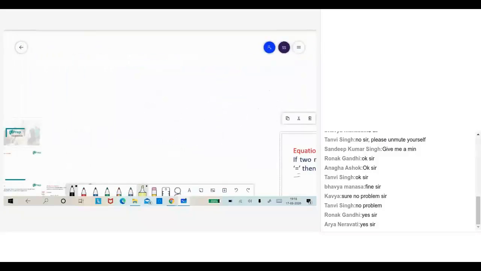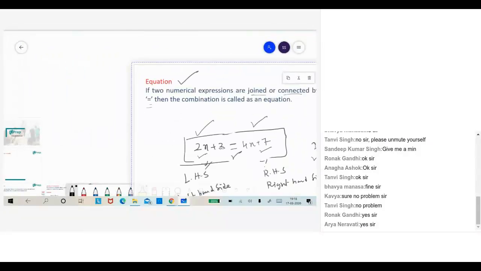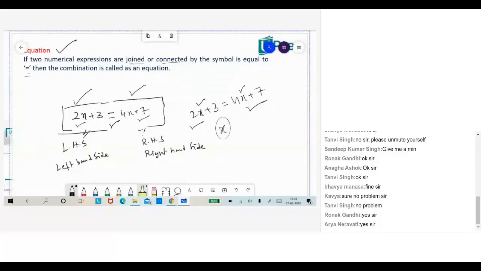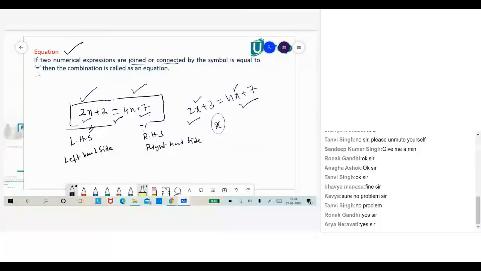First, let's understand what an equation is, and then we'll talk about the solution of an equation. An equation is nothing but a numerical expression connected by the symbol equal to. Here, two expressions are clearly separated by the symbol equal to, so we call it an equation. The expression on the left hand side is called LHS. The expression on the right hand side is called RHS. We denote them as LHS and RHS. So here 2x plus 3 is called the left hand side expression, and 4x plus 7 is called the right hand side expression.